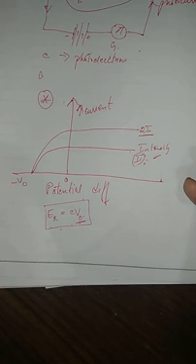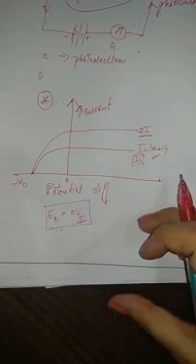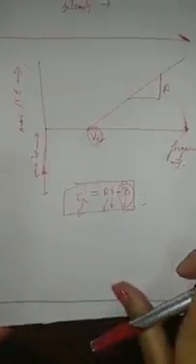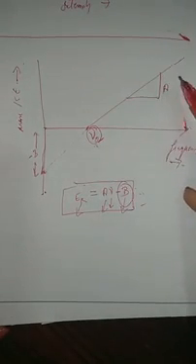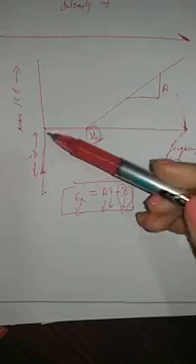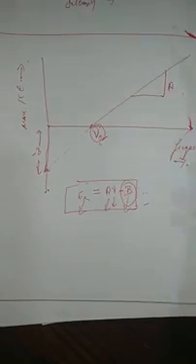Third one is the maximum kinetic energy of the photoelectrons increases linearly with the increase in frequency of the incident light. So the graph of kinetic energy of electron is this one. The kinetic energy increases with the frequency of light. If the frequency is changing, kinetic energy also changes.